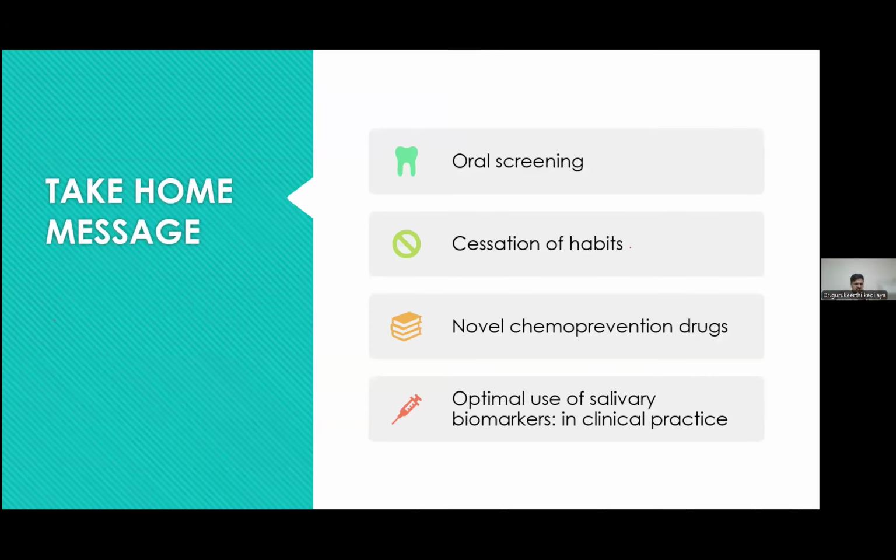So, take home message. Oral screening is an important part of our clinical practice as head and neck oncologists. We should look for and diagnose these OPMDs as early as possible and initiate appropriate treatment to prevent any further delay in the treatment.